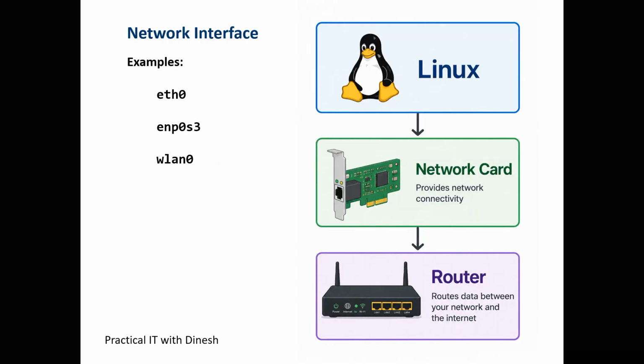Your Linux system connects to the network using a network interface. Examples are eth0, enp0s3, wlan0, etc. It depends on your Linux distribution and hardware, so interface names may look different. A wired Ethernet connection and a Wi-Fi connection each have their own interfaces.